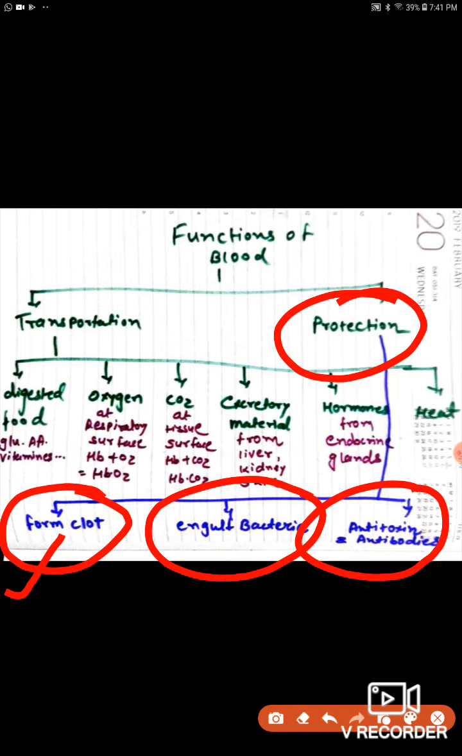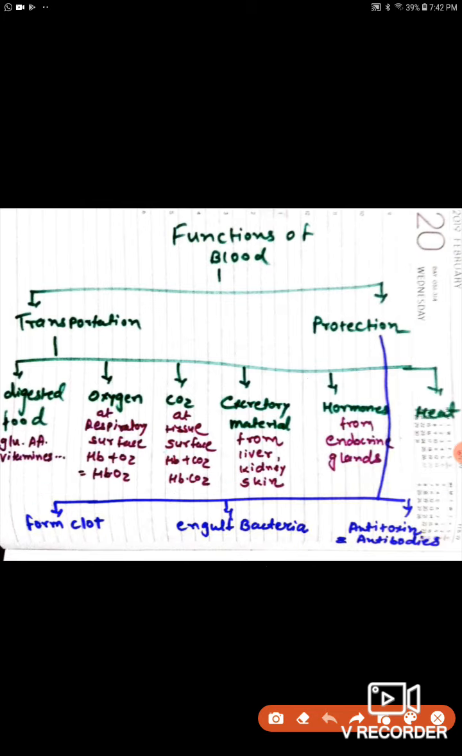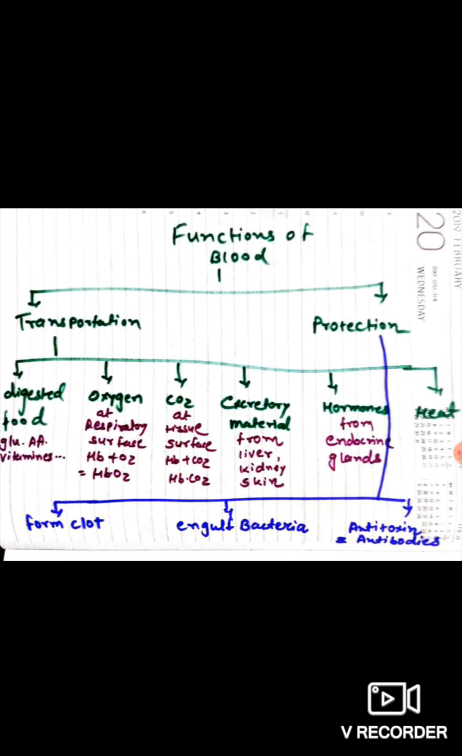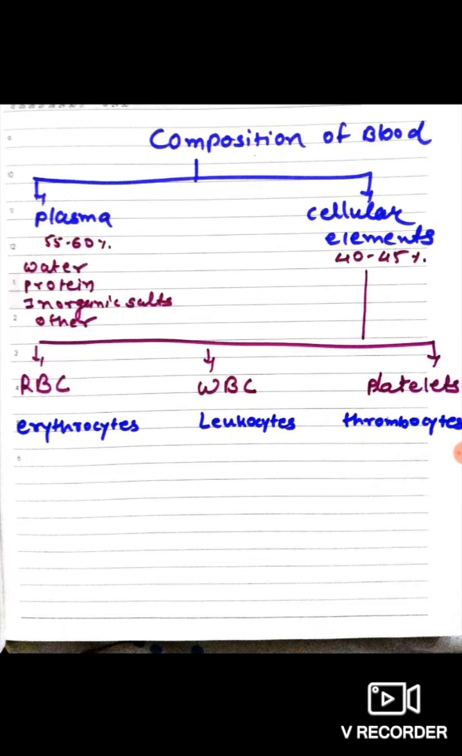Third, the blood can produce antitoxins and antibodies, which can neutralize the pathogens or pathogenic substances. They can also kill them. In that way they help in protection. So there were three protection functions. By forming the clot, they can stop the severe blood loss and the entry of the causative agent. Second, they can engulf the bacteria, and third, they can produce antitoxins and antibodies in our body. Now next we will go to the composition of blood.